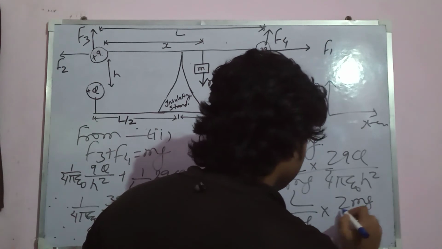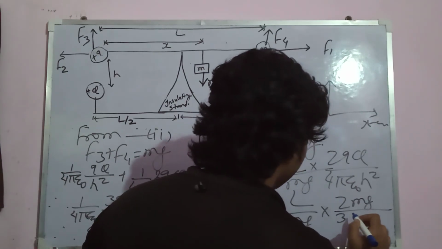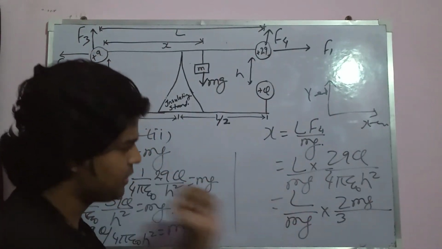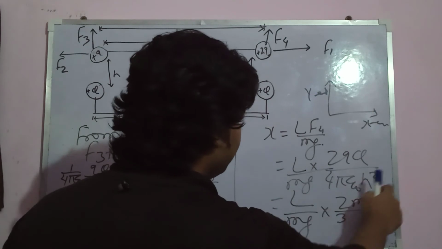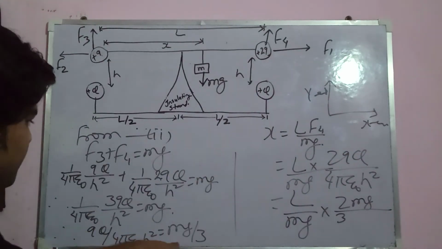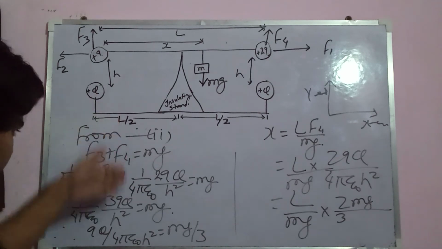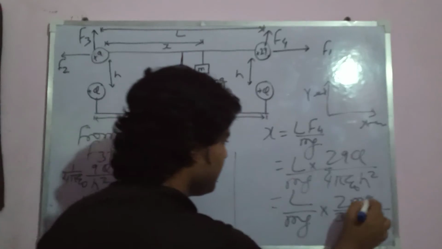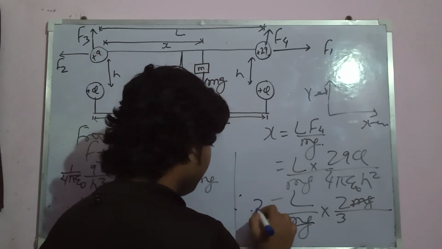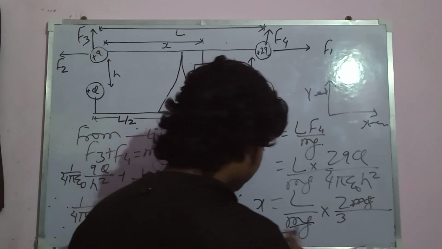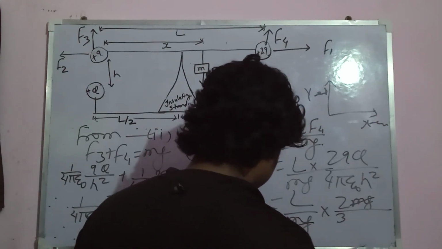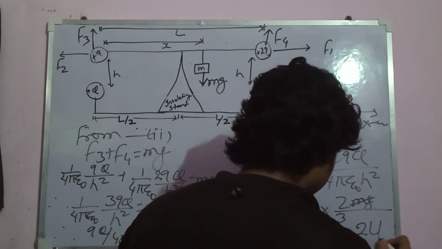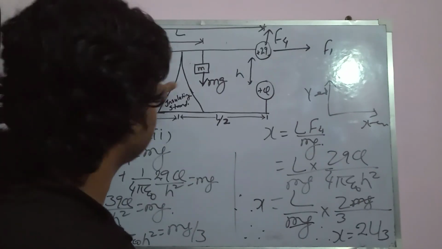So 2mc by 3 means this whole value is replaced by mc by 3 from here because I have derived this from equation 2. See, mc cancel, so therefore x is equals to 2L by 3. So, x is equals to 2L by 3.